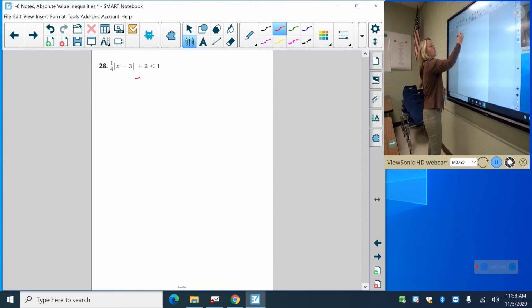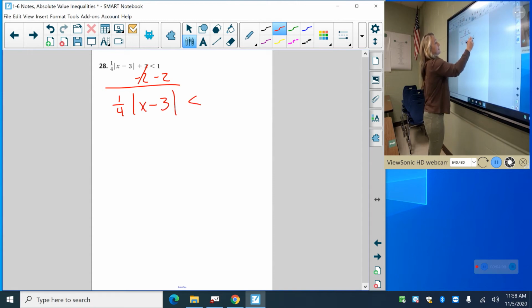So I'm going to subtract 2 first, get rid of your subtraction and addition. Okay, and so I have 1/4 absolute value of x minus 3 is less than negative 1. And then I have to multiply both sides by 4, to get rid of the divided by 4, or 1/4, so multiply both sides by 4.